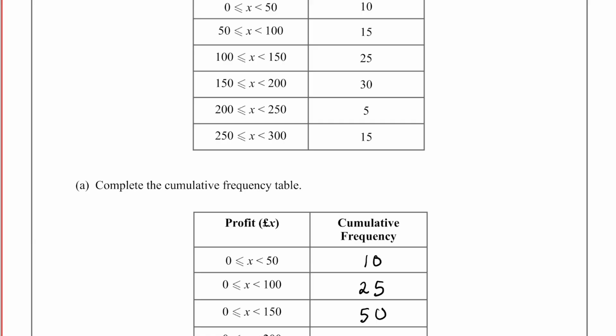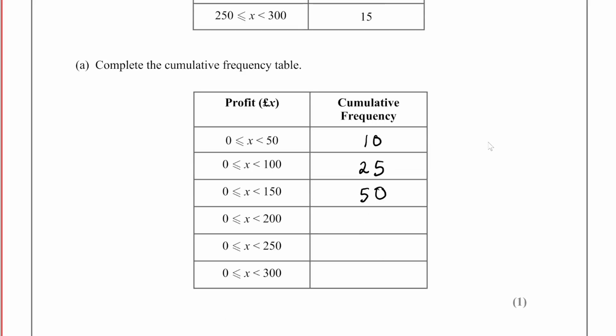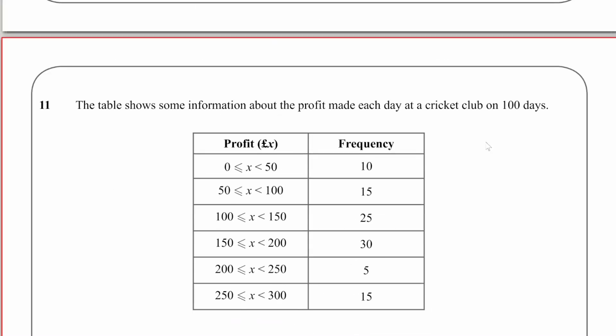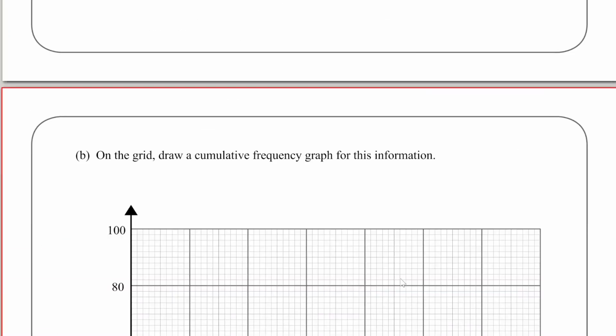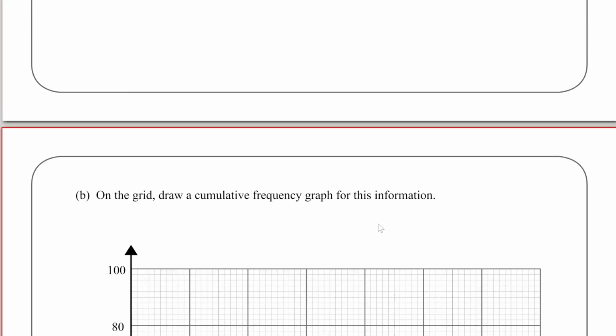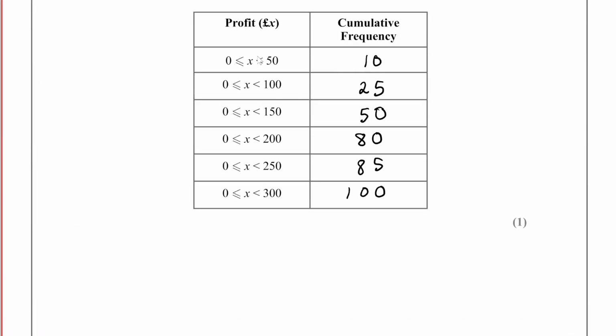So plus on the 25. 0 to 200, add on 30, and then add on 5, and then altogether there are 100. Everyone is in 0 to 300. And we need to draw a cumulative frequency graph for this information. So with a cumulative frequency graph, we're plotting the top point, the 50, against 10, 100 against 25.